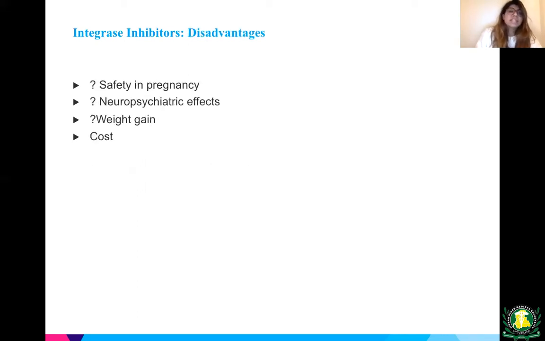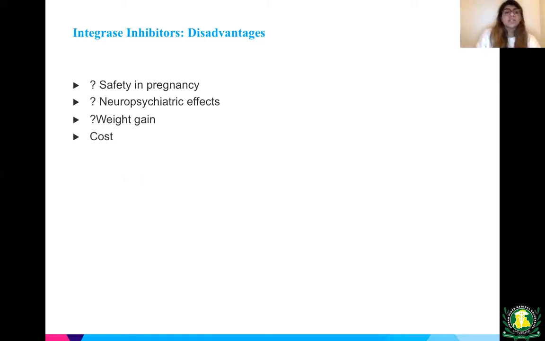Some disadvantages: some of these studies are still coming out and we're not 100% sure on them, but there's this question, is it safe in pregnancy? Some of the integrase inhibitors were associated with neural tube defects for women that were taking it and birthed their child. So there were some children born with neural tube defects. So there's this question of whether it's safe to use in pregnancy.